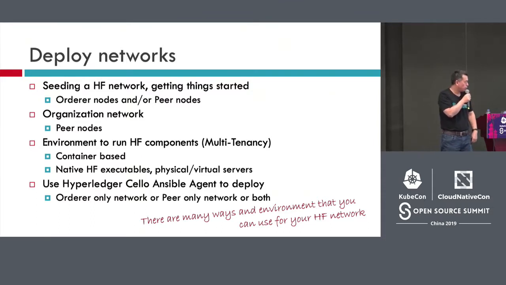There are so many different ways you can do that. In IBM, we run all the Fabric networks using Kubernetes. Every node is a Kubernetes pod. I work on Cello, specifically the Ansible agent, which takes the user input and deploys a Fabric network, either orderer only or peer only, or both orderer and peer altogether, onto a given Kubernetes cluster. I will show you a little bit of detail later on.